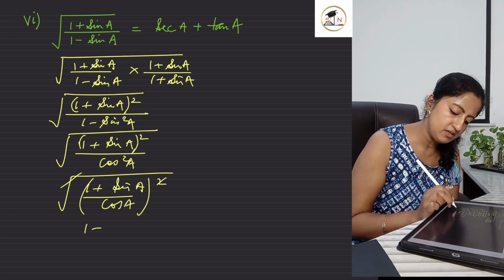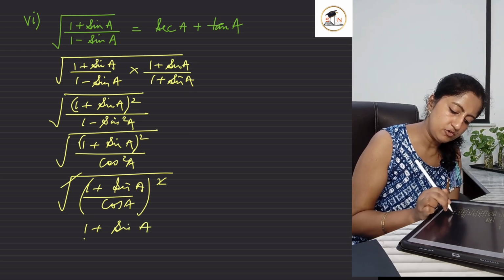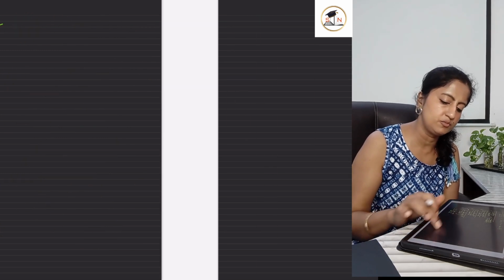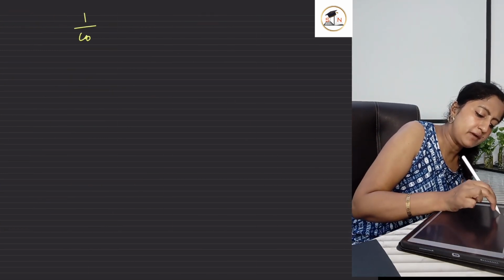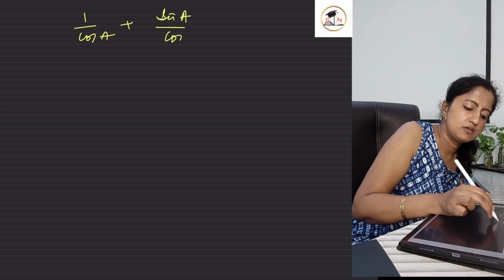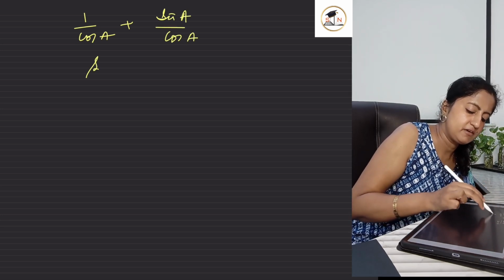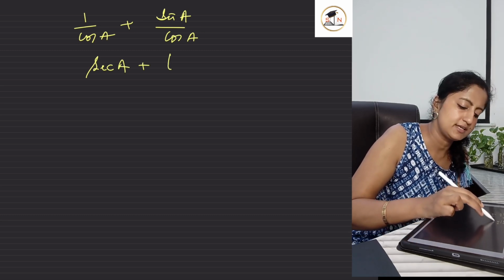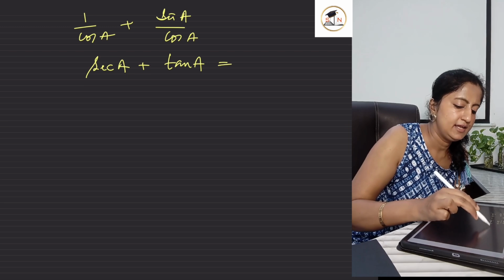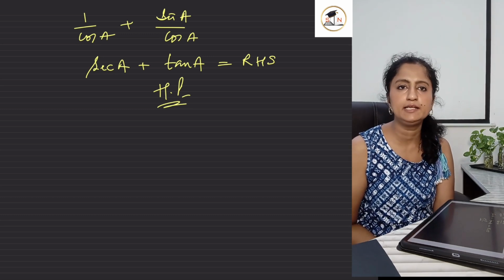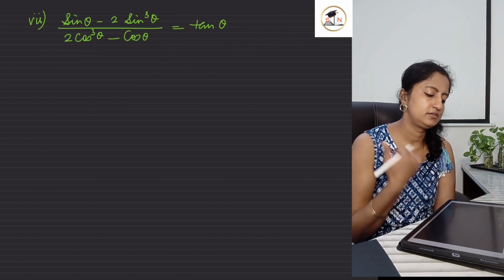So what are we left with? 1 plus sine A over cos A, right? Now I'm going to split the numerator again, and that gives me 1 by cos A plus sine A over cos A. The last step, 1 by cos A is nothing but secant, and sine A by cos A is tan A, hence equals the right hand side, and therefore proved. Clear? Now, the seventh one.